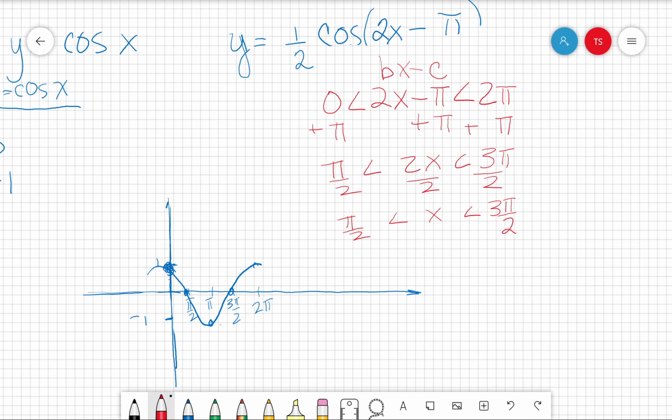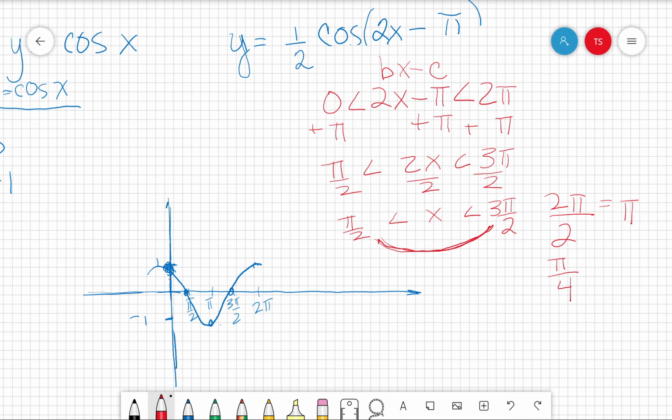So notice that the difference between these 2 points is our new period. If we take 2 pi and divide it by b, 2 pi divided by 2 is going to give us pi, and the difference between pi over 2 and 3 pi over 2 is pi. So our new period is pi, and each increment will be pi over 4.